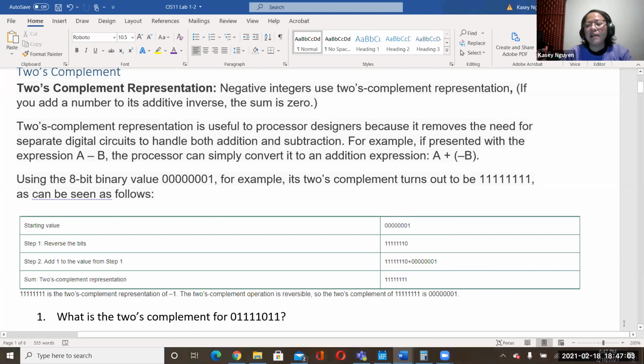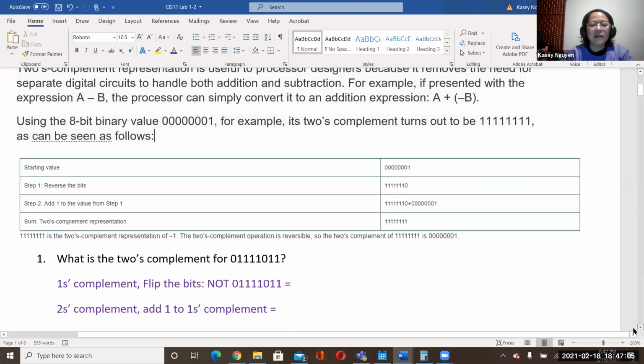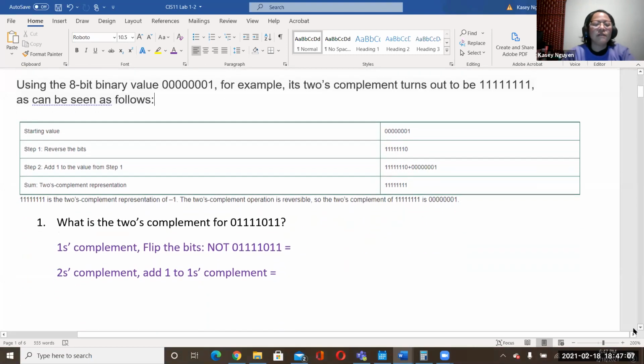Okay. Let's do one here. For the first question in the lab, it tells you to do the 2's complement. I had a little bit of time earlier, so I typed it out, so it doesn't take me too long while you're here.